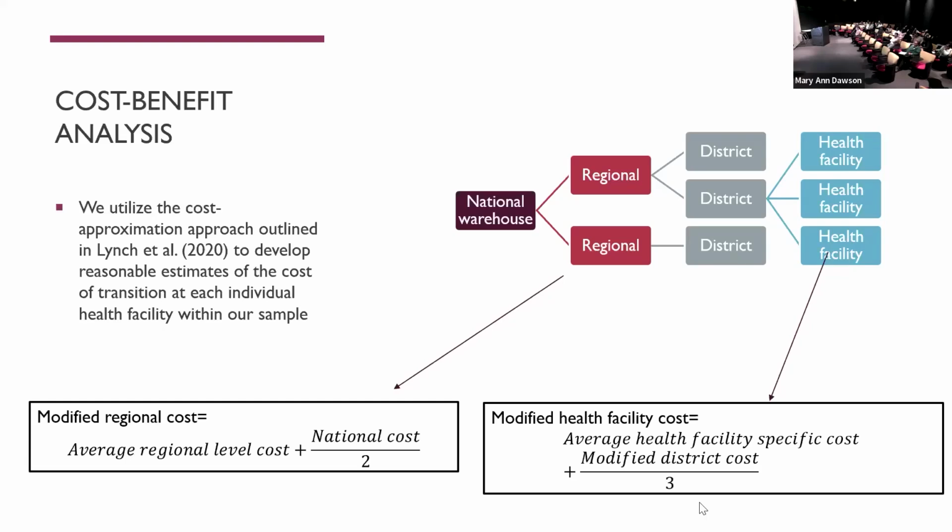Okay. So now we keep doing this stage by stage. If we get to the health facility level, the modified health facility cost is simply the cost directly at the health facility level, plus the modified district cost divided by 3, because that district warehouse is actually serving 3 different health facilities. Okay, so this is how I allocate the entire supply chain cost to the last mile health facilities. Okay. Any questions on this?